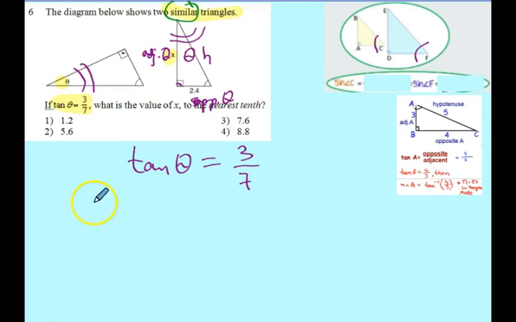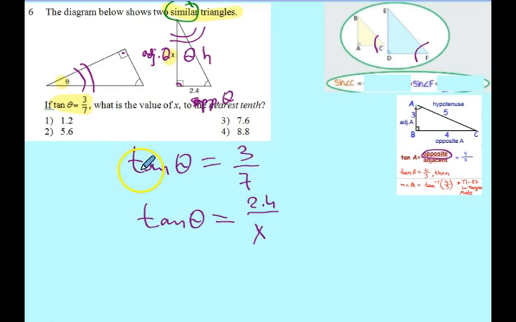So now you can set up the ratio using the triangle on the right. Tangent of theta based on this triangle is opposite side, 2 4/10, over adjacent side, which is your x.